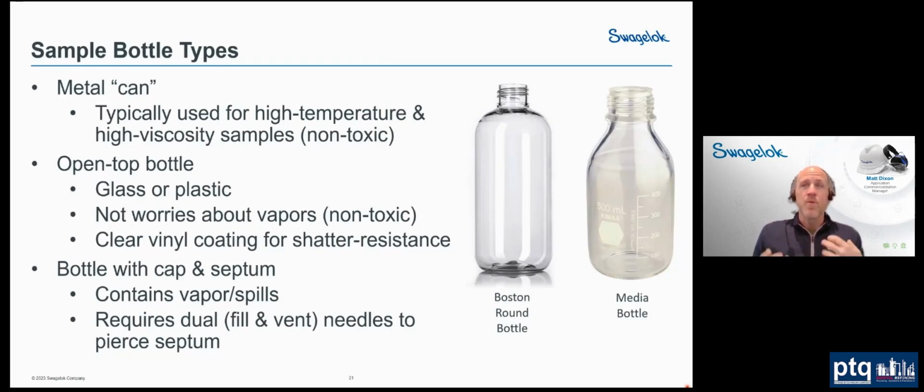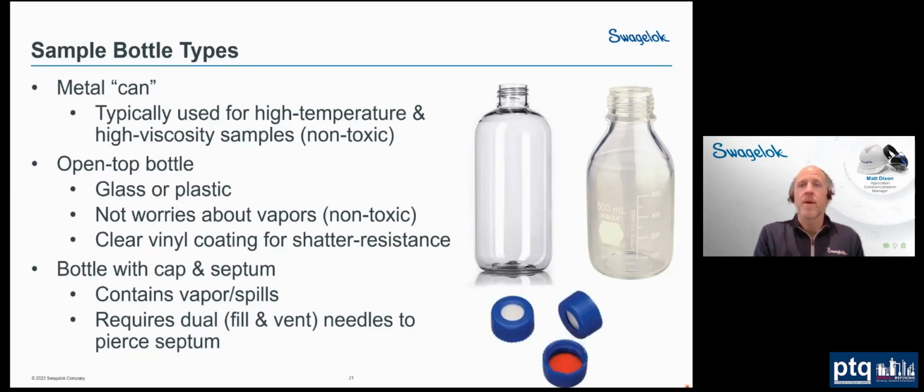And if you want to make sure that you're avoiding any sort of spilling, or you want to make sure you're containing any vapors, then you would probably add a septum cap to the top of that as well. And in that scenario, you actually use needles to dispense your sample. So you would puncture that septum with 2 needles, a fill needle and a vent needle. As you're filling that bottle, the gases that are being displaced by the liquid go out the vent needle. So that's why you need 2 needles for that.